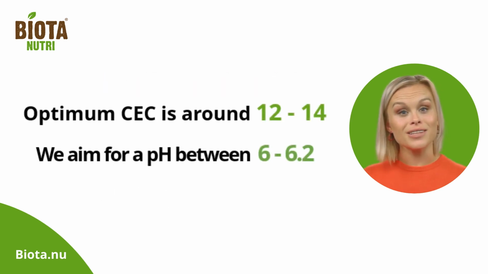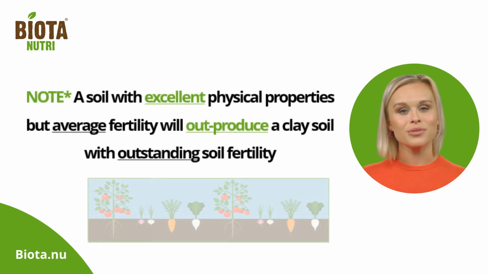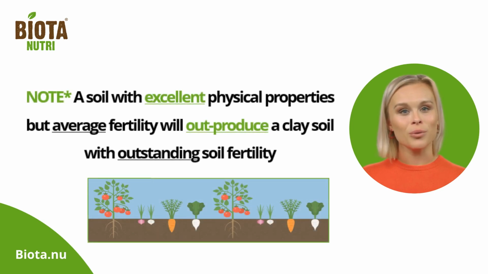In general, a CEC of 12 to 14, plus minus a few points, will be an optimum productivity soil with the best potential for fertility. The optimum pH level will depend on the type of soil, but most of the time we aim for a pH between 6 to 6.2, because then the plants can take up the nutrients easier. Please note, you can have a soil with excellent physical properties, but average fertility that will far outproduce a clay soil with outstanding soil fertility. This is because of the difference between soil fertility and soil physics.